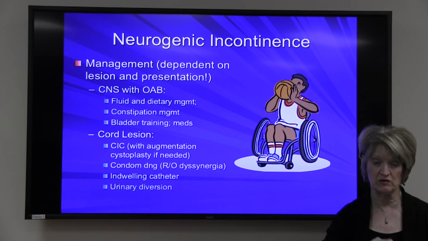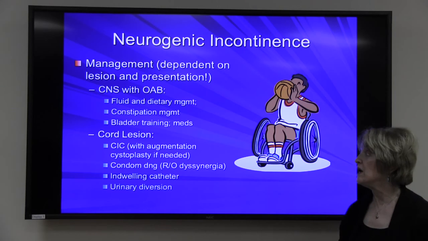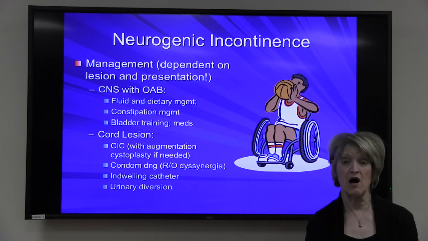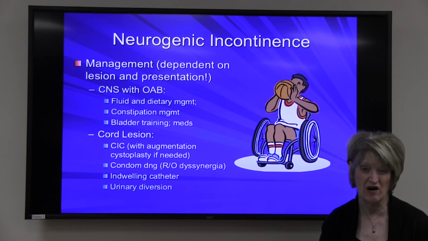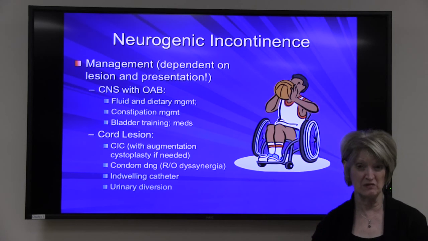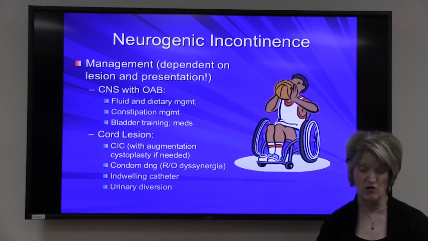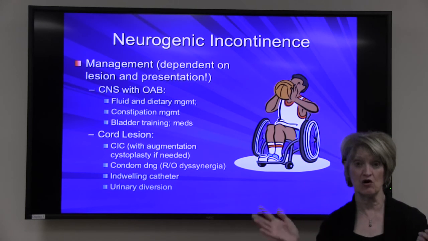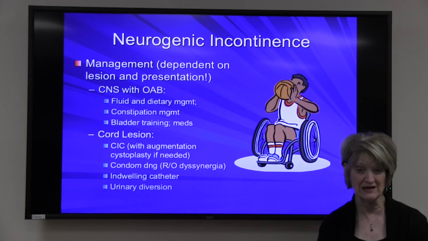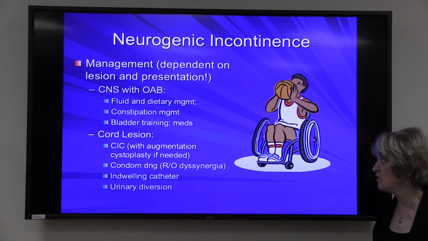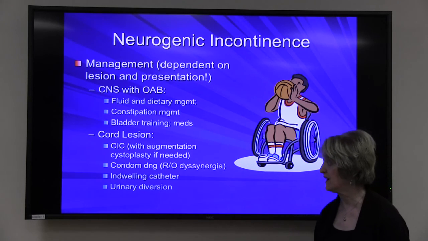You drain the bladder, you remove the catheter, you allow the bladder to refill, you drain it, you remove the catheter, it refills. If the patient has a very small fibrotic high-pressure bladder, they might require augmentation cystoplasty. That's a procedure where you open the bladder and attach a piece of bowel, typically small bowel, to enlarge the bladder and to reduce contractility. It gives you greater capacity and lower pressures. So some of your cord injured patients need that.